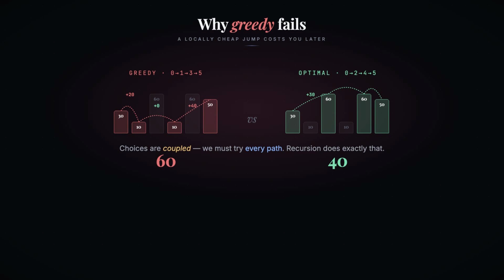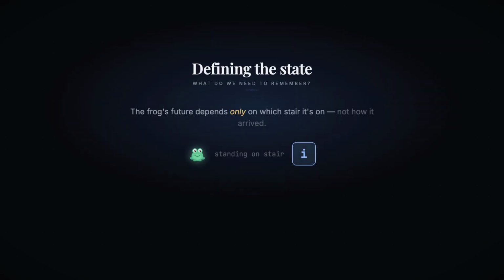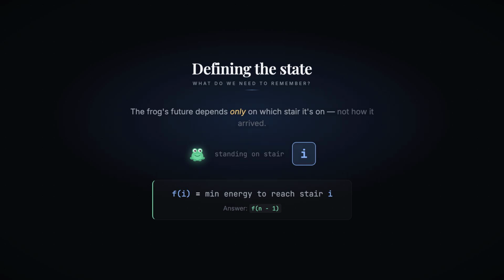Recursion is how we try everything. Let's define the state. The frog's future depends only on which stair it's standing on, not how it got there. So the state is just the index I. We define f of I as the minimum energy to reach stair I. Our answer is f of n minus 1.